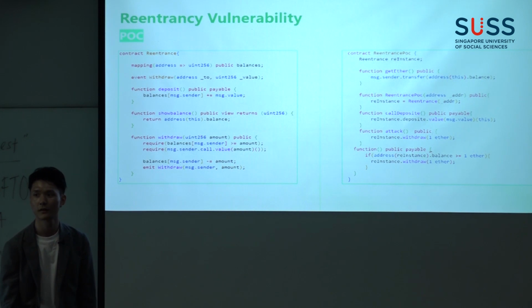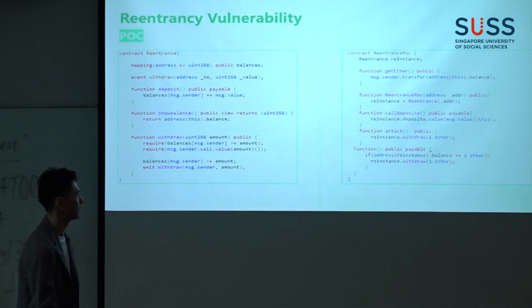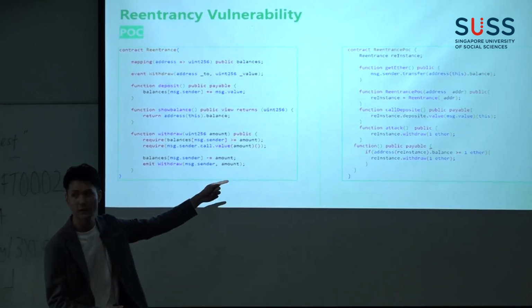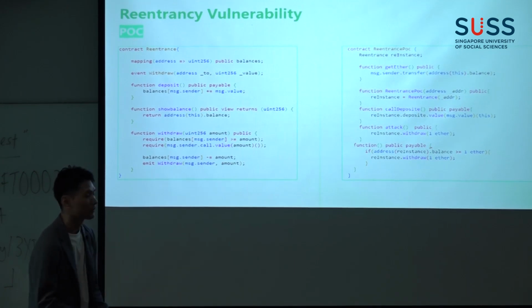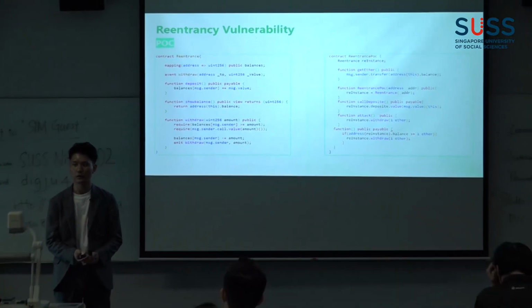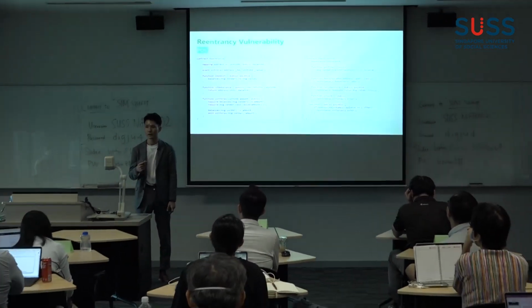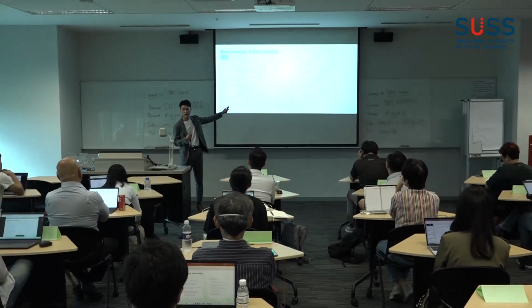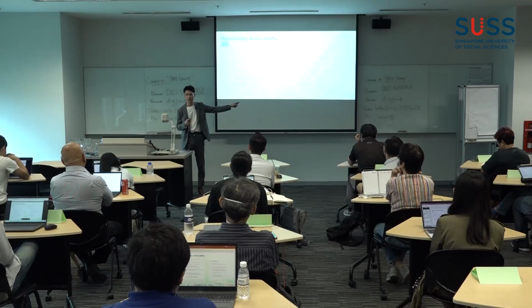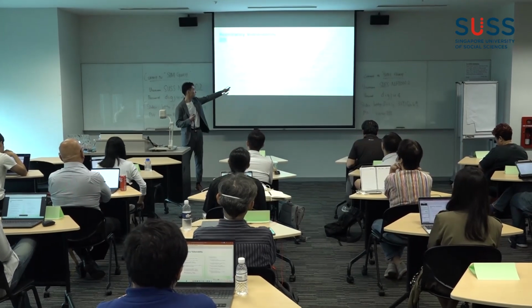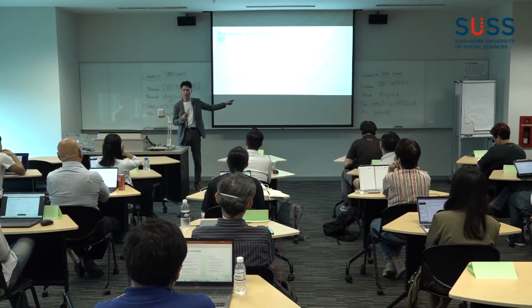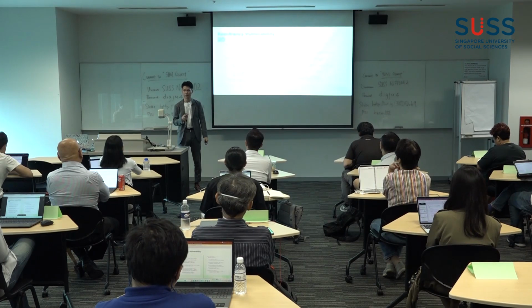What is a fallback? A fallback function is a function that has no name, and it's payable, so it means that it can accept ether. In this case, the victim contract sends ether to the attacker's contract. It means it's accepting ether. And because it's called with .value, it will invoke the fallback function automatically.